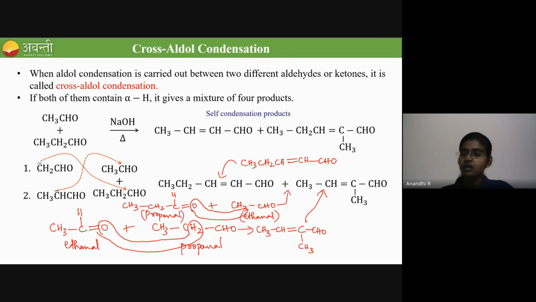Is this clear now? Okay. So these are the four products. The first two are the self-condensation products, and the second two are the cross-condensation products. So basically, these are called cross-aldol condensation compounds. Shall we move on to the next thing?